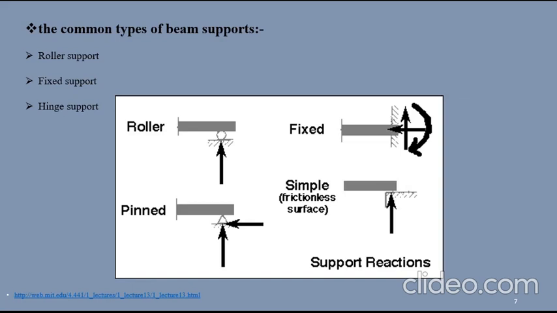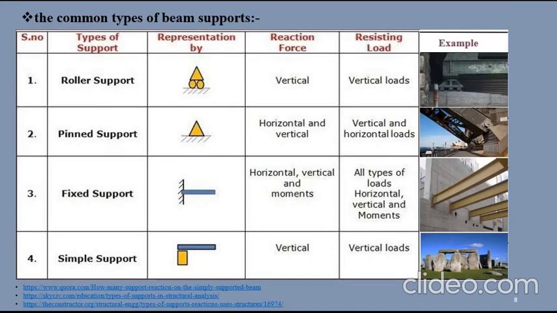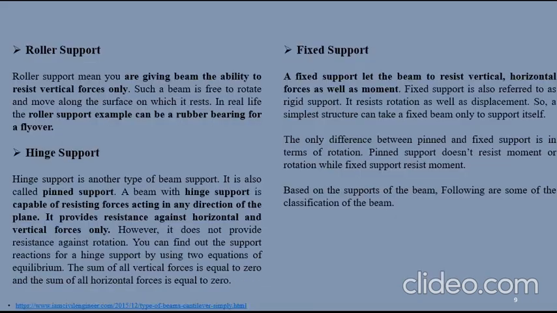The common types of beam support are roller support, fixed support, and hinge support. The roller support works in the vertical direction, the hinge support works in vertical and horizontal directions, and the fixed support works in horizontal, vertical, and moment. The roller support gives the beam the ability to resist vertical forces only. An example of a roller support is the rubber bearing for a flyover.